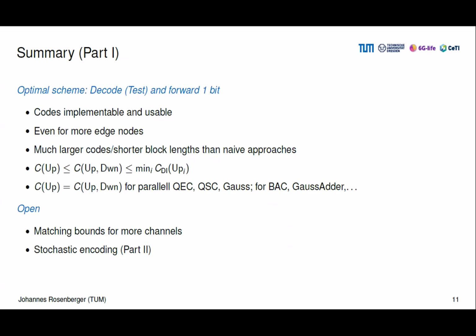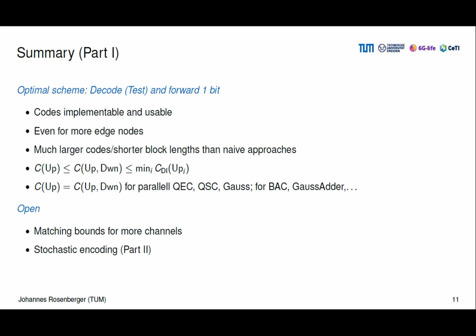Now, to summarize this part, for deterministic identification or deterministic consensus testing, we have an optimal scheme that is decode and forward 1 bit, basically. The codes are implementable. You can just implement them and use them. Just as an outlook, this works also for more edge nodes. So we can just do pairwise tests, basically. We can take multiple nodes as well in a star network. We are much better, so we have much larger codes or shorter block lengths than naive approaches.